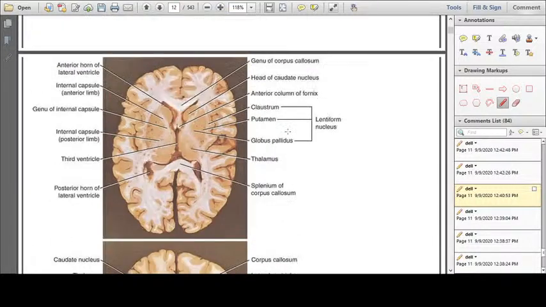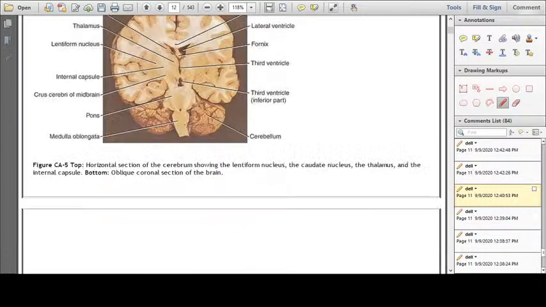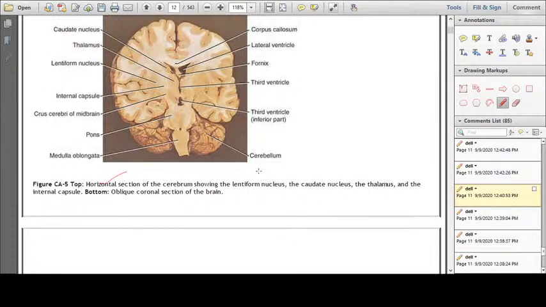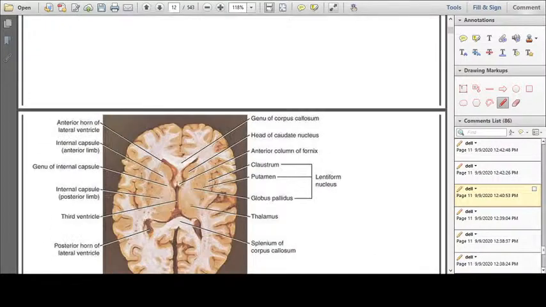So what is this figure? This one is basically a cross section at the level of, a horizontal section of the cerebrum showing the lentiform nucleus, caudate nucleus, thalamus, and the internal capsule. So the things that we'll be looking at are the lentiform nucleus, caudate nucleus, thalamus, and internal capsule. Let's look at the lentiform nucleus. This is the anterior horn of the lateral ventricle.